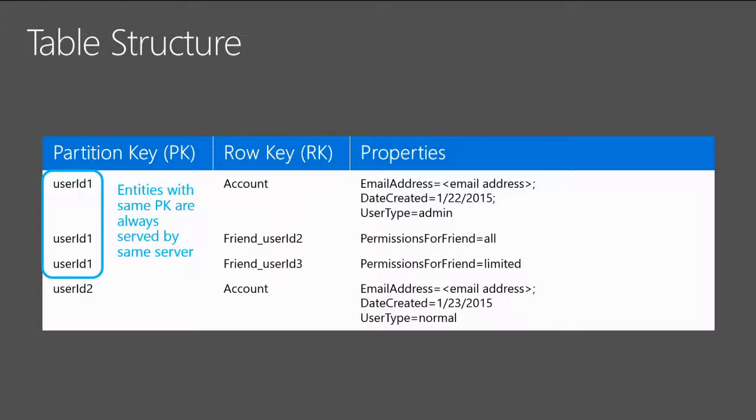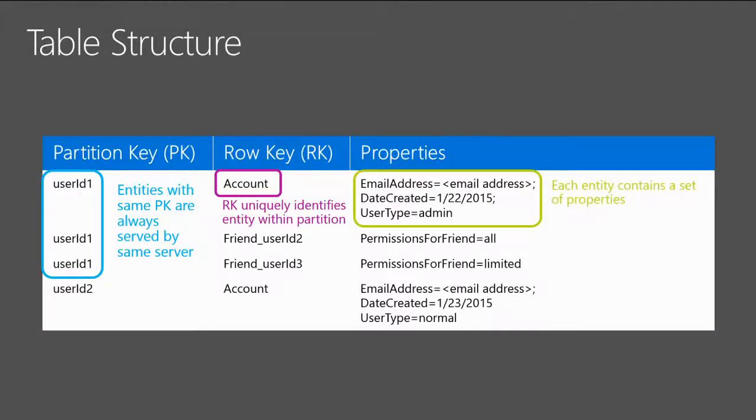So entities with the same PK, this user ID 1, always going to be served by the same server. The user ID 2 could be served by a different one. The row key, in this case account, uniquely identifies the entity within the partition. So within each partition, you have a row key to say which object we're talking about. In table storage, each entity contains some set of properties that's nothing but a set of key value pairs.